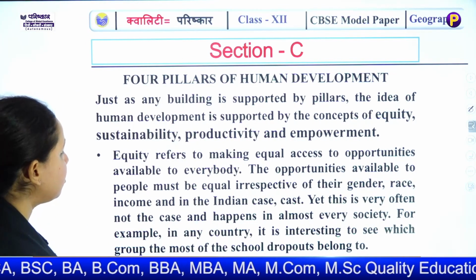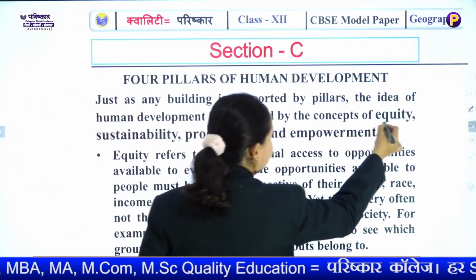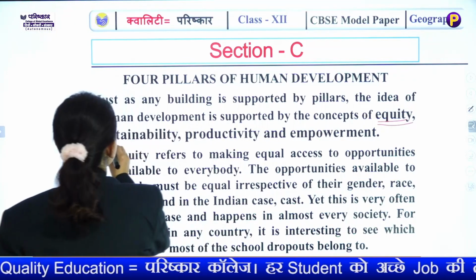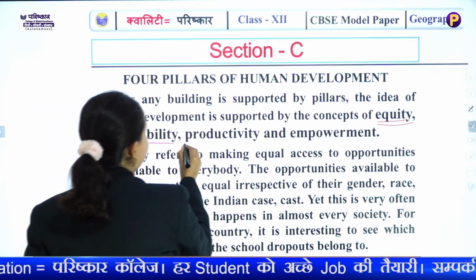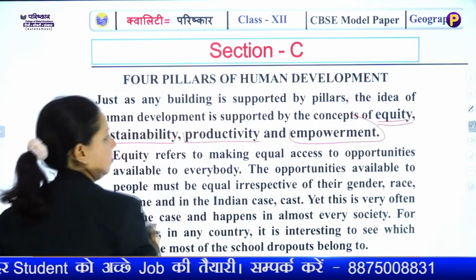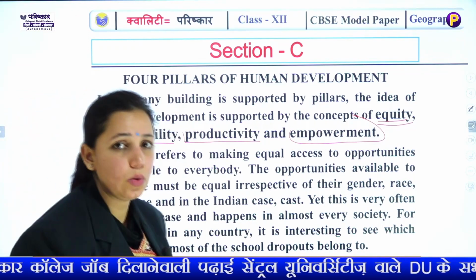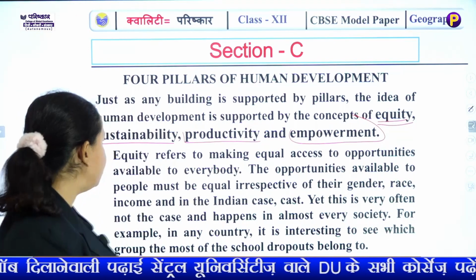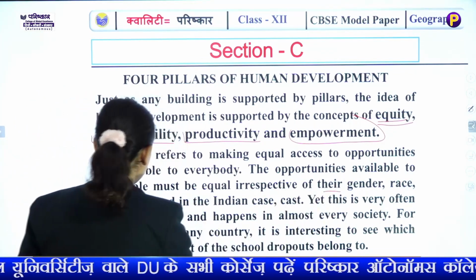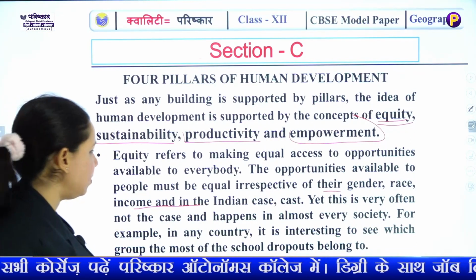Just as any building is supported by pillars, the idea of human development is supported by the idea of equity, sustainability, productivity and empowerment. Right? Now equity, what do you mean by equity? It means equal access to opportunities for everyone, irrespective of their gender, race, income. It is often not the case and has happened in every society.